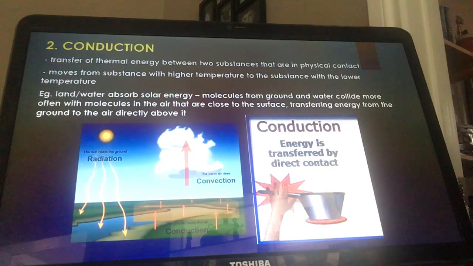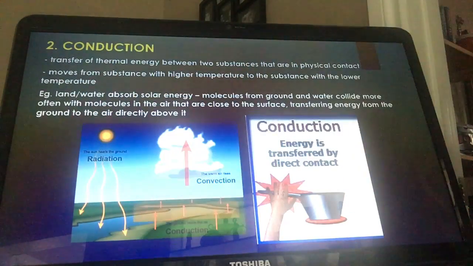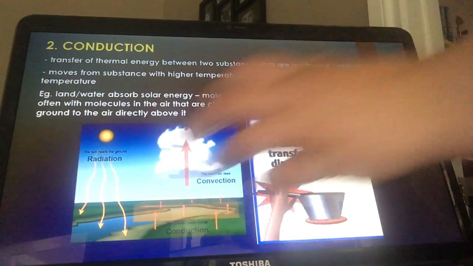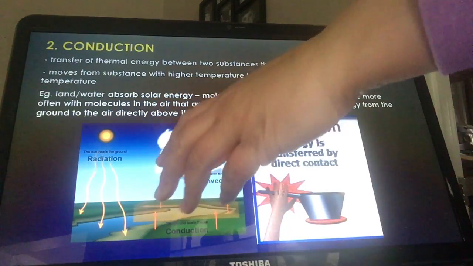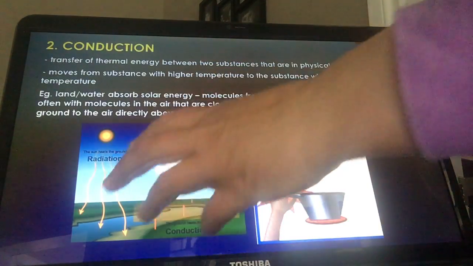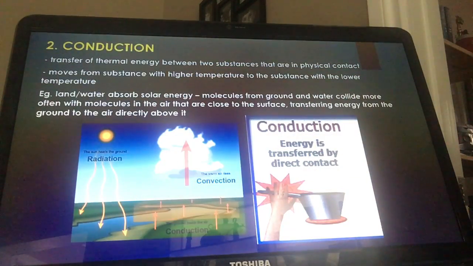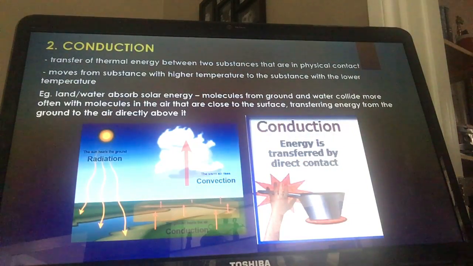So land and water will absorb that solar energy. The radiation that came in, the water and the land, will absorb it. And then when they absorb it, the molecules in the ground and the water collide more often. We're getting to that grade 11 chemistry, kinetic molecular theory. So higher temperature means more collisions of the particles. And then with the air close to the surface, that transfers energy from the ground to the air above it. So that is all conduction.